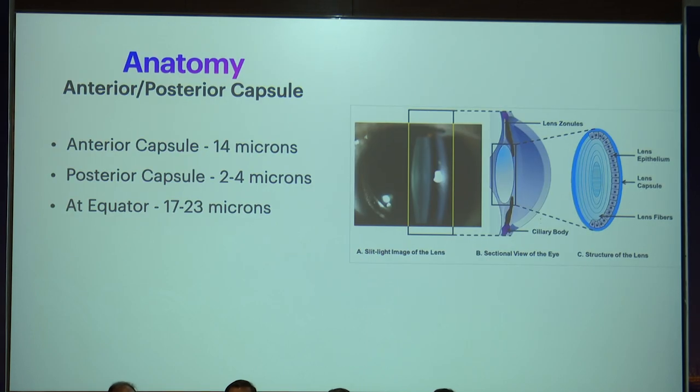So just before I start, let's go through the anatomy of the capsules. As we all know, the anterior capsule is thinner, but while I was making this, I didn't realize that the posterior capsule is so thin compared to the anterior capsule. The anterior capsule is 14 microns, the posterior capsule is 2 to 4 microns, and at the equator it is slightly thicker.